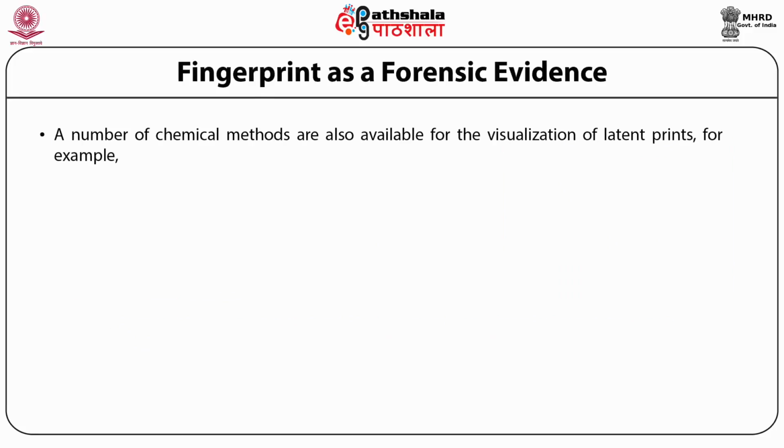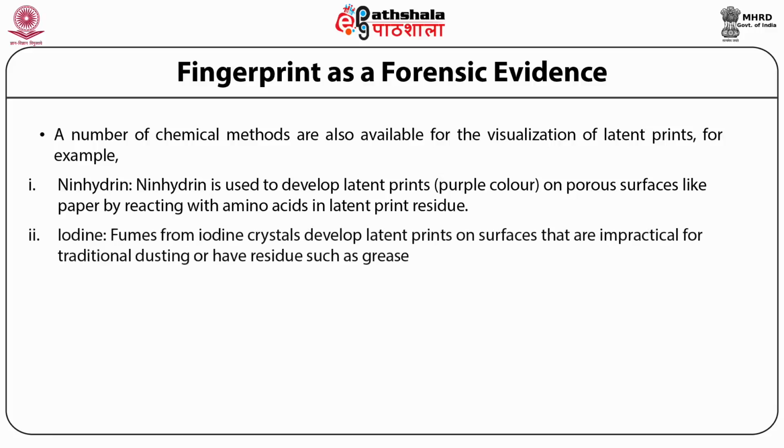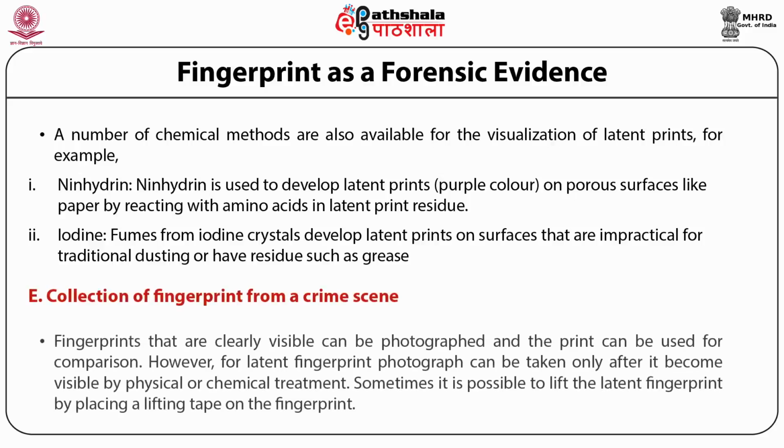A number of chemical methods are available for the visualization of latent prints, for example ninhydrin and iodine. Ninhydrin is used to develop latent prints, purple in color, on porous surfaces like paper by reacting with amino acids in the latent print residue. Iodine: fumes from iodine crystals develop latent prints on surfaces that are impractical for traditional dusting or have residues such as grease. The prints developed are visible only for a few hours and then fade, so they should be photographed immediately once observable.